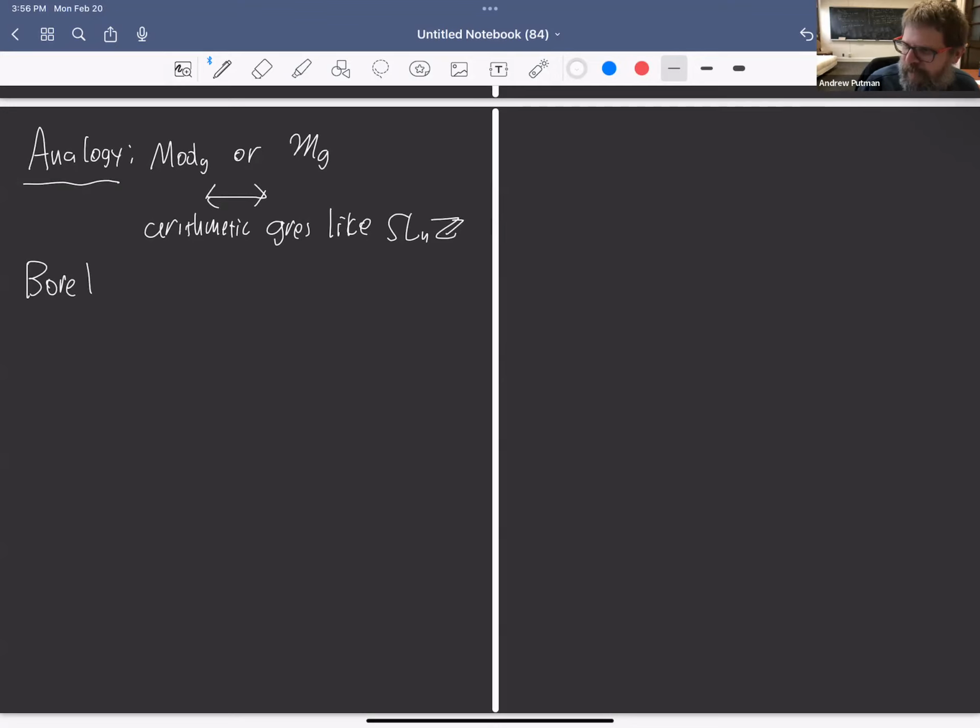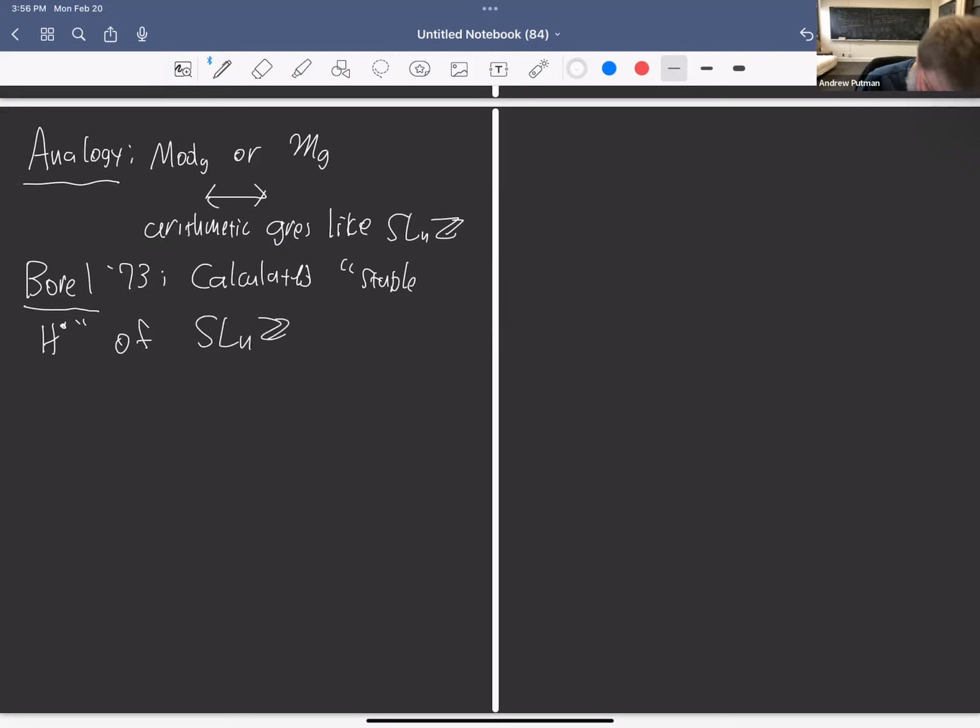Madsen and Weiss was like 2003 or something, and Borel, I think it's 73, but it could be 76. I forgot to put that in my notes, so I don't remember. What he did was he calculated the stable cohomology of SL_n(Z), and in fact many other groups as well, at least rationally. We still don't know the stable cohomology integrally of these groups. That's related to the fact we don't actually know the algebraic K-theory of Z completely, even though we know most of it at this point.